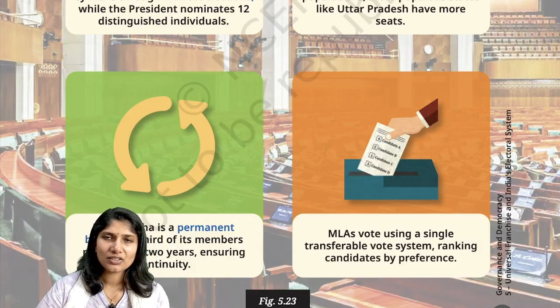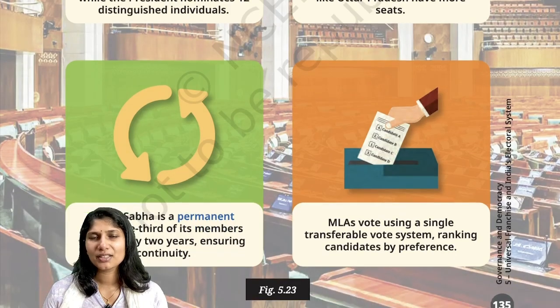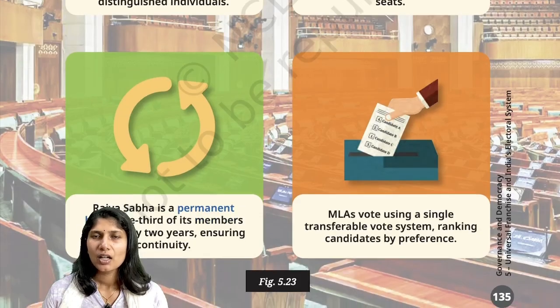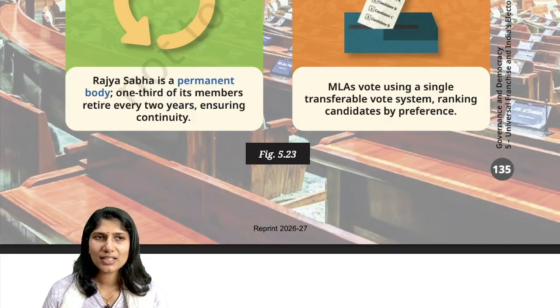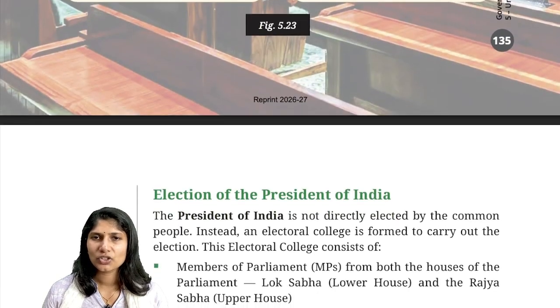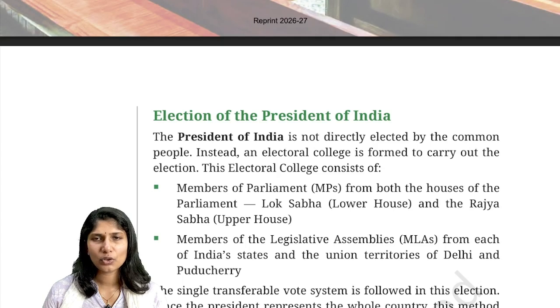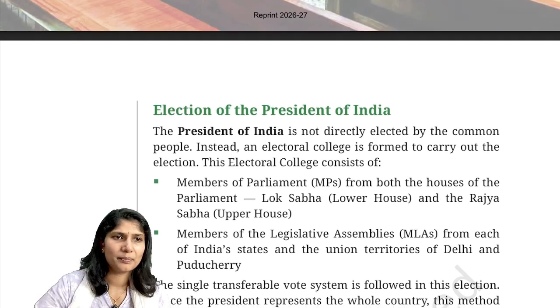And also, Rajya Sabha is a permanent house, which means it is not subject to dissolution, and 1/3 of its members retire every 2 years. Okay, so this makes sure that elections will happen only to those seats. Next, the third one. So we saw elections are conducted for Lok Sabha, Legislative Assembly, Rajya Sabha.